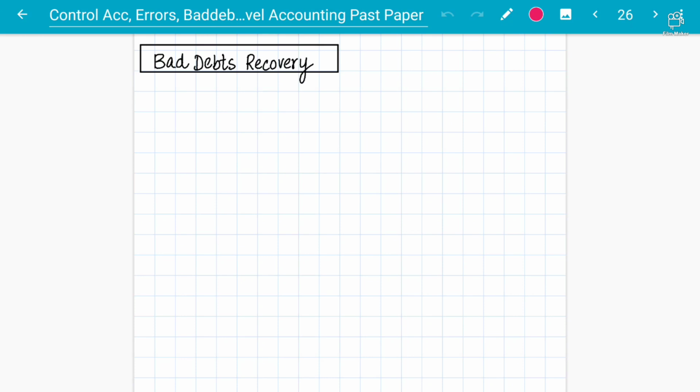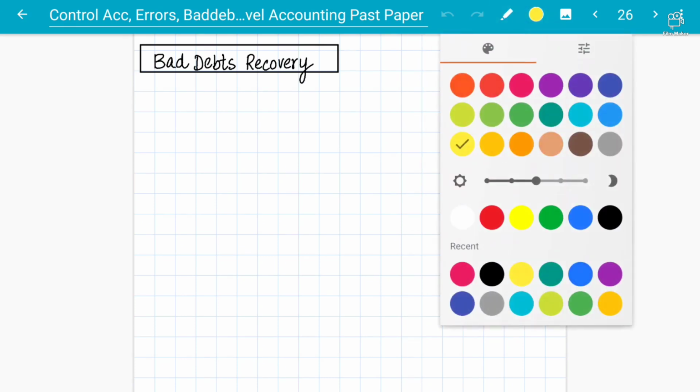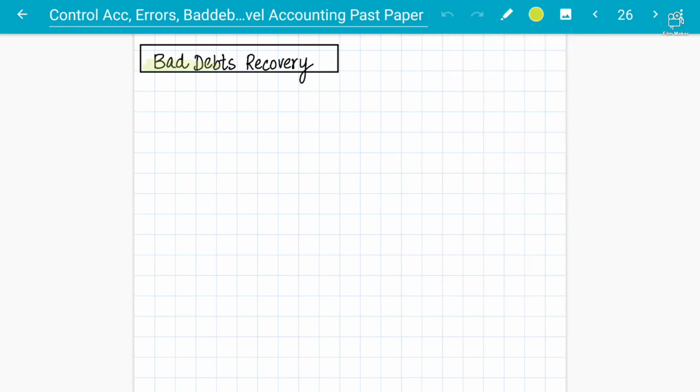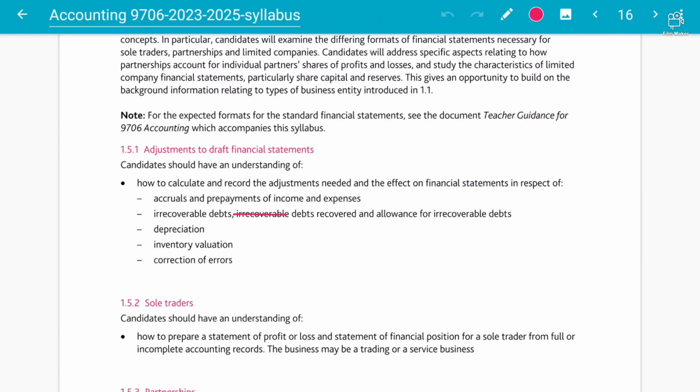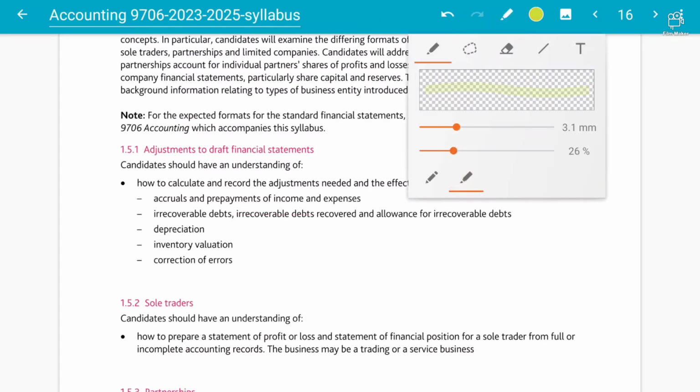So that will be called a bad debt recovery, and it can also be tested. It is not tested much in the exam for AS accounting, but it's still mentioned in the syllabus. As you can see, irrecoverable debts recovered, so you can be asked on this.